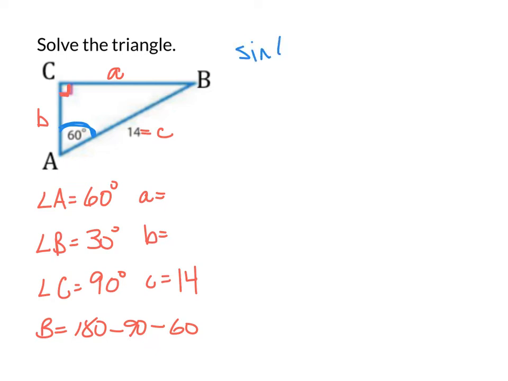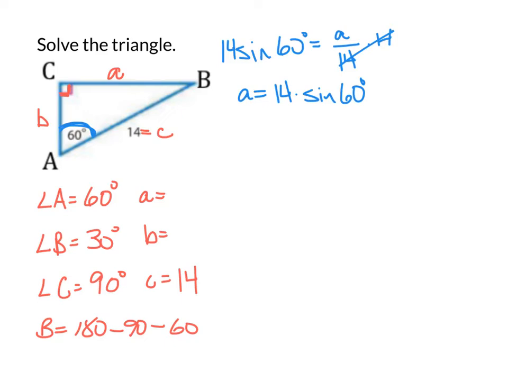So the sine of 60 degrees is going to be the opposite side over the hypotenuse. And we create this little equation that we want to solve. Of course, if we're going to try and get A alone, to get rid of that 14, I just multiply both sides by 14. And A is going to equal 14 times the sine of 60 degrees. And of course, we're going to want to go over to the calculator and just type that in.